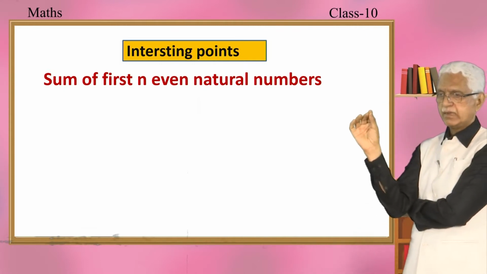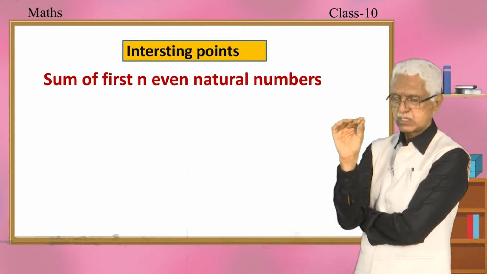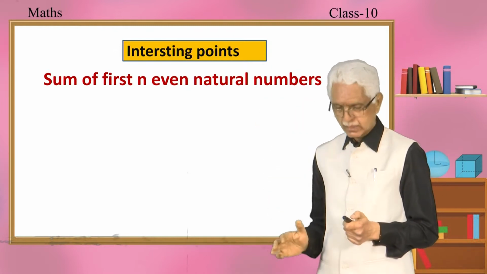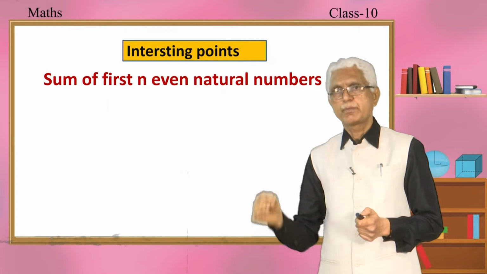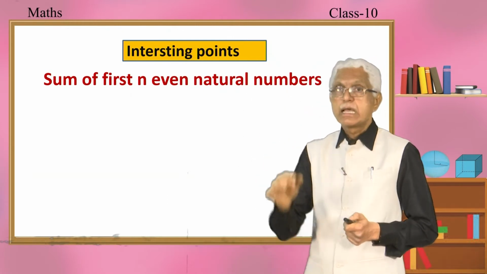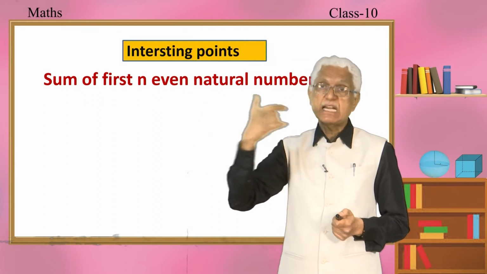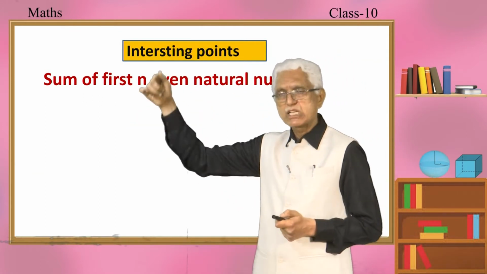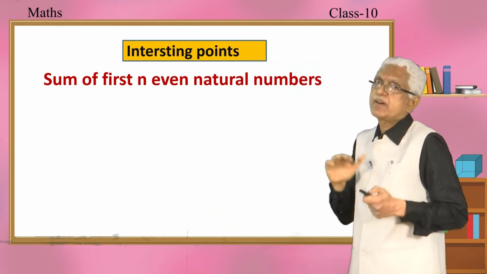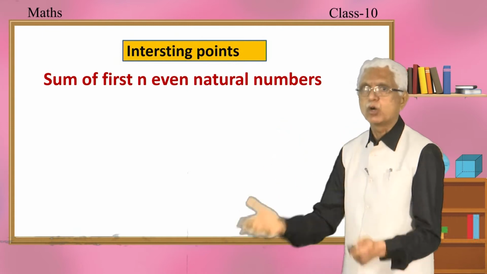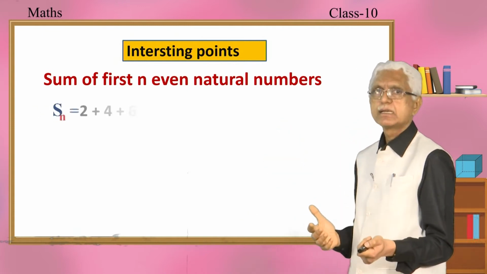So far, we have learned how to find the sum of the terms of the arithmetic series: n into n plus 1 by 2 for natural numbers starting from 1 to n, n by 2 into a plus l if I know the last term l, and n by 2 into 2a plus n minus 1 into d if I know the first term and the common difference, and I need not know the last term in that formula, correct?